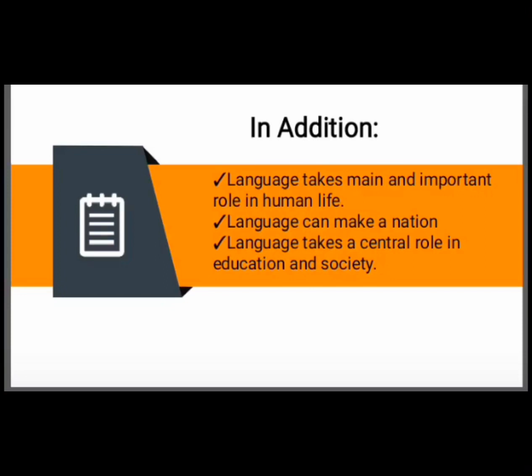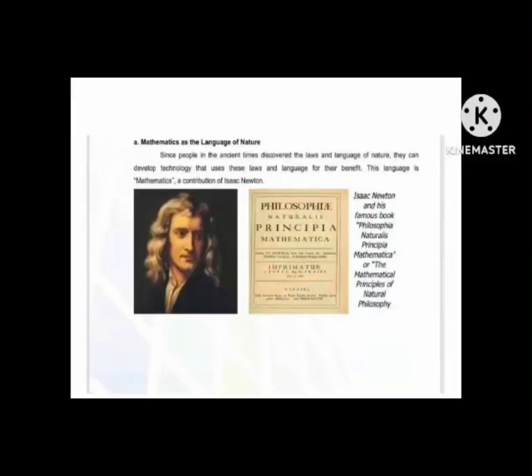A language can make a nation. At last, I can state that a language takes a central role in the education of society. Mathematics is the language of nature. Science: people in ancient times discovered the laws and language of nature. They could develop technology that uses these laws and language for their benefit.